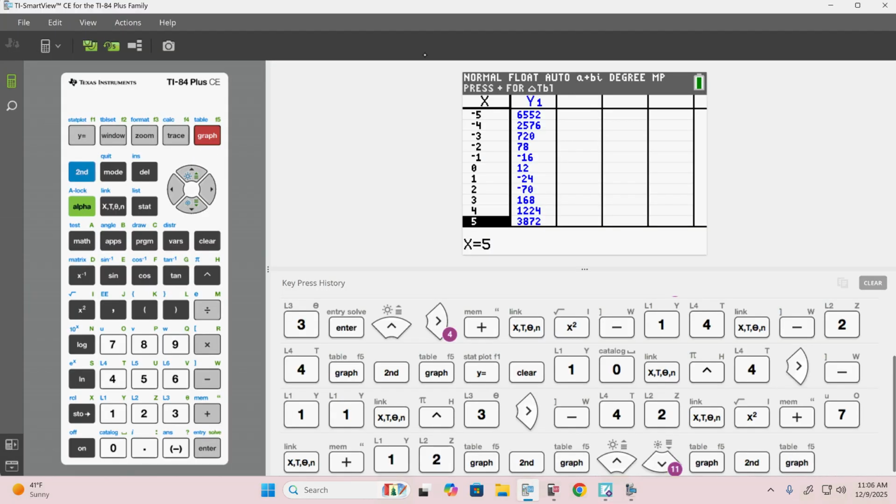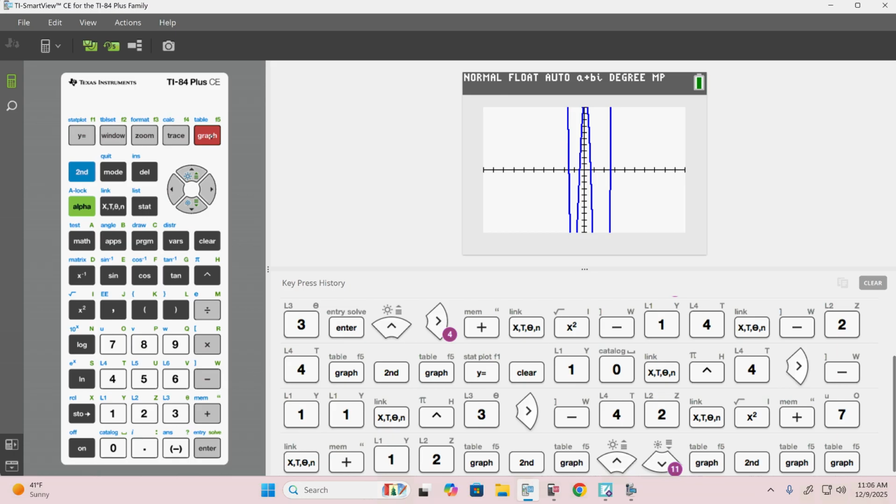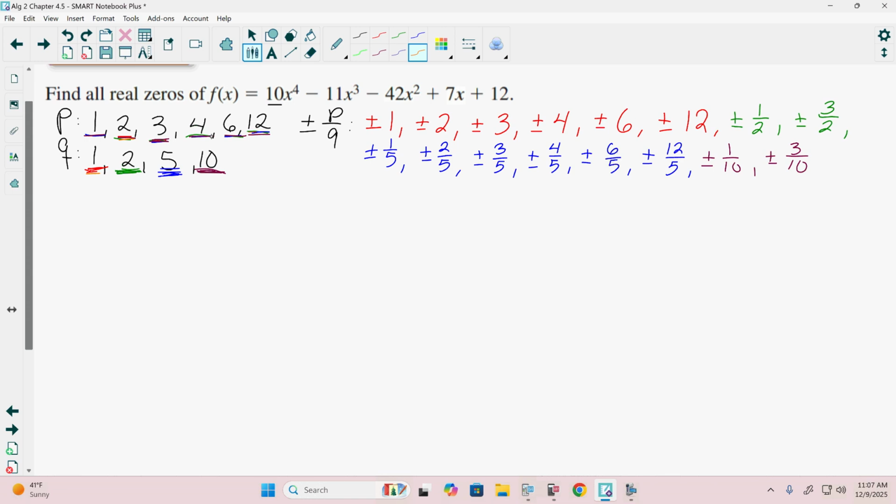Well, we've looked at the graph already, yes? Did it cross at 1 or -1? How about 2 or -2? No, how about 3 or -3? 4, -4, 6, -6, 12? Because we saw these for sure.